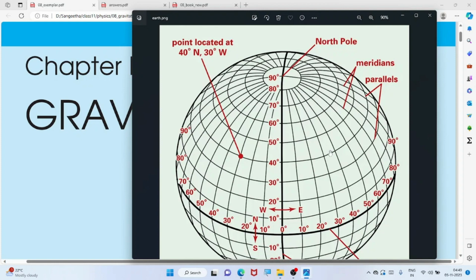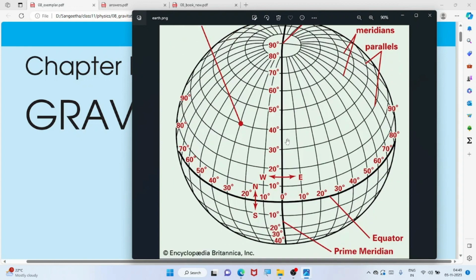But the polar satellite revolves between the north and south poles. So the orbital plane for the polar satellite is between the north pole and the south pole. The north-south direction is the orbital plane for the polar satellite, and the east-west direction is the orbital plane for the geostationary satellite.